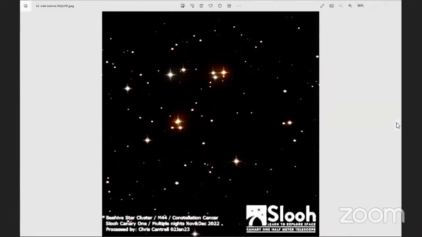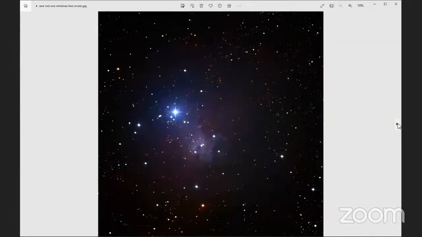So hopefully, if you're at home, you're getting to see this idea of open clusters and globular clusters. Here again, I chose this one because open clusters sometimes have nebulosities, sometimes they don't, and they have different relationships with these clouds that flow through space. This is the Christmas Tree Cluster and Cone Nebula.